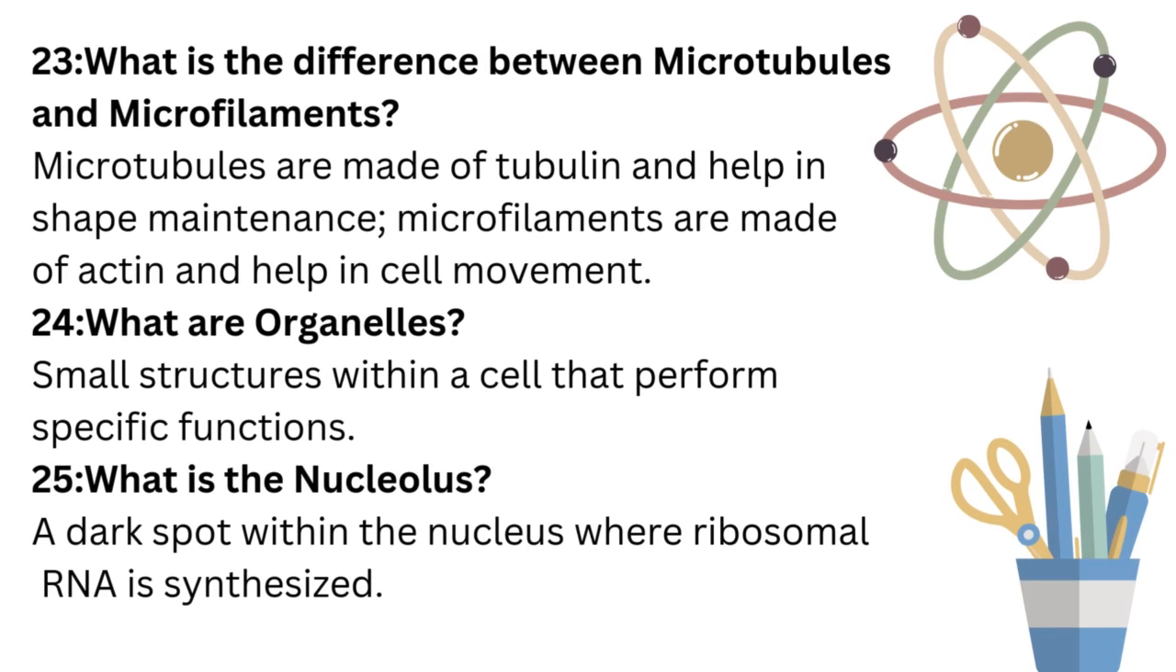What is the difference between microtubules and microfilaments? Microtubules are made of tubulin and help in shape maintenance. Microfilaments are made of actin and help in cell movement. What are organelles? Small structures within a cell that perform specific functions.